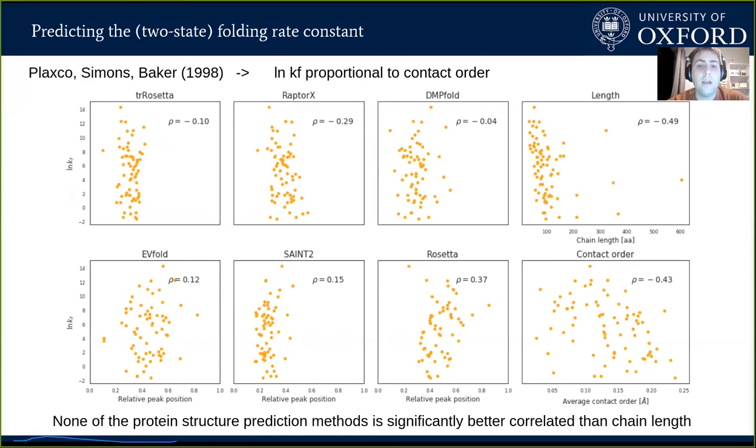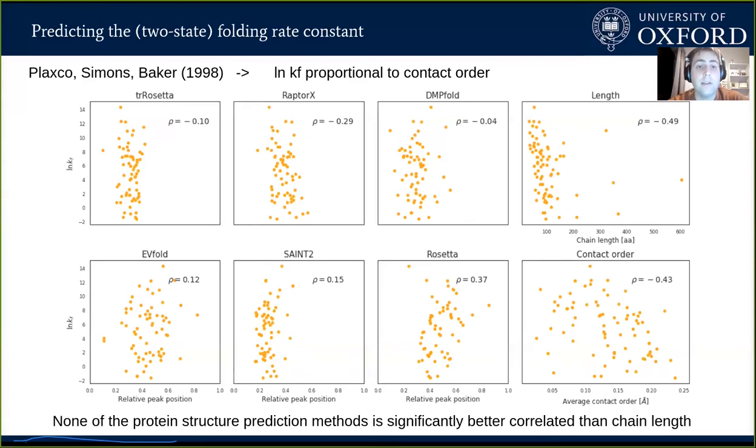In this plot, I show the correlation between the average relative position of the folding event and the natural logarithm of the folding rate constant. I show this for the 6 methods that I have looked at using the maximum amount of decoys that I had available, and also 2 reference metrics, the length of the chain and the average contact order. First of all, you can see that the results by Plaxco, Simons, and Baker still hold.